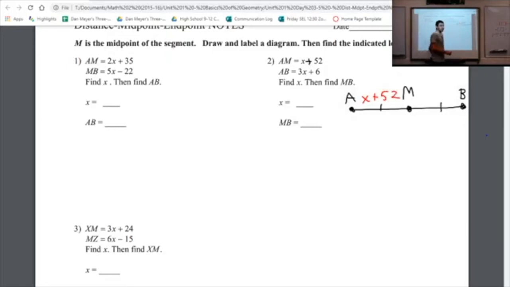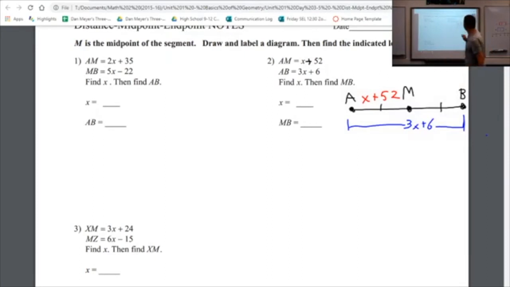And then this part's a little bit different, because we're not given the other piece, we're given all of A to B. All of A to B is 3x plus 6. So this entire distance from A all the way out to B is 3x plus 6. So that's going to change the equation. Remember, your equation should be based on the diagram.